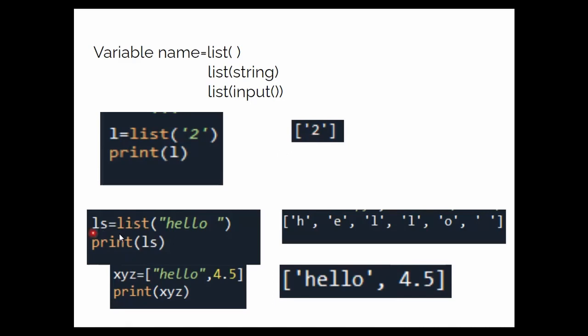Now ls is a list that is created by using the list function with a string as the parameter. When I create the list with the parameter hello and print it using the print statement, the individual characters are displayed. Whereas in the previous case, when XYZ was created without using the list function, hello is stored combined as a single string. So this is the main difference between using the list function and not using it.